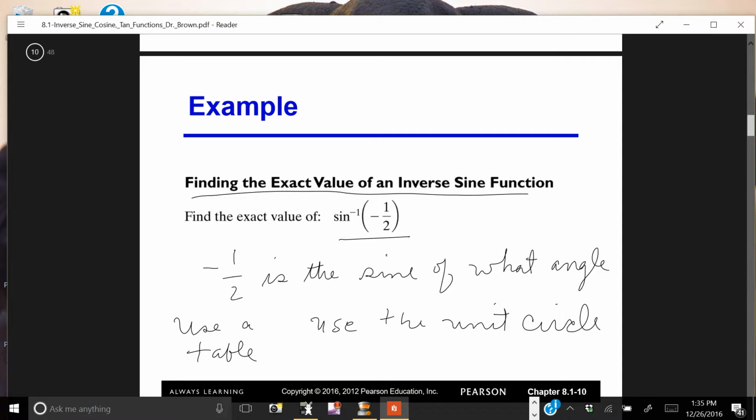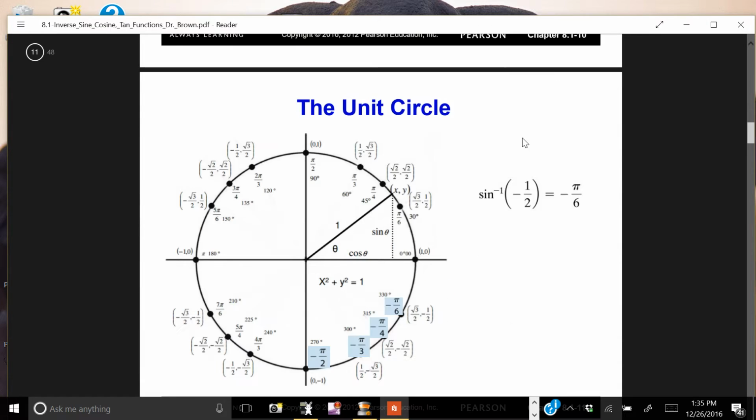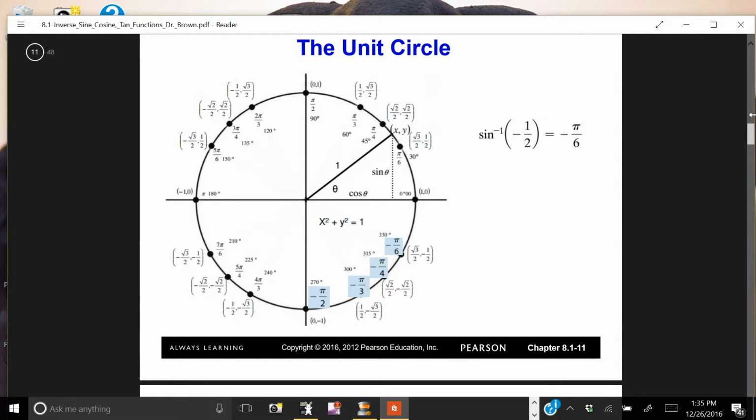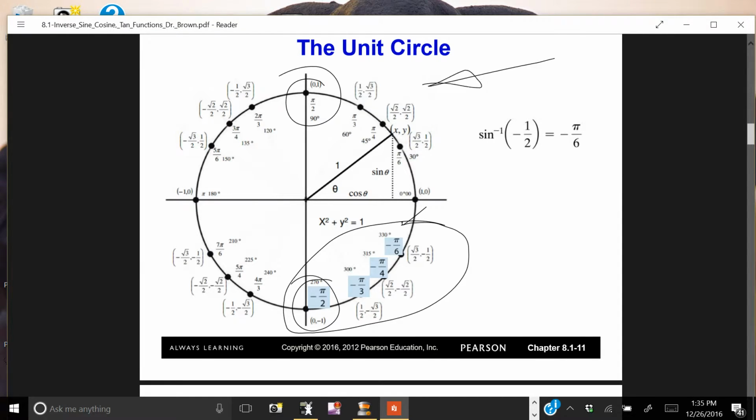And know that the angles are restricted between minus pi over 2 and plus pi over 2. So let's just look at the unit circle, and I have taken the unit circle, and for the positive values above 3 pi over 2, I've replaced the angles with the negative values, so that we're looking at minus pi over 2 to plus pi over 2. So we're going to use this side of the unit circle.